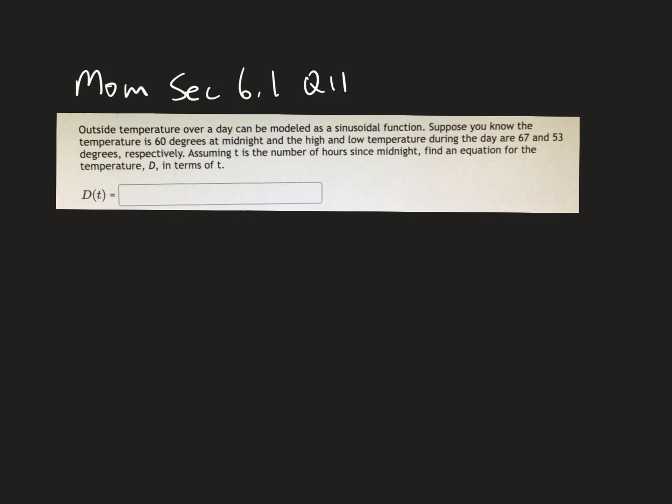So whenever I'm asked to create a trig function from some temperature data, I always make a graph first. I'm pretty sure I only need to be in quadrant 1 here. They're telling me the high and low temperatures, so I'm going to put 3 lines on my graph.